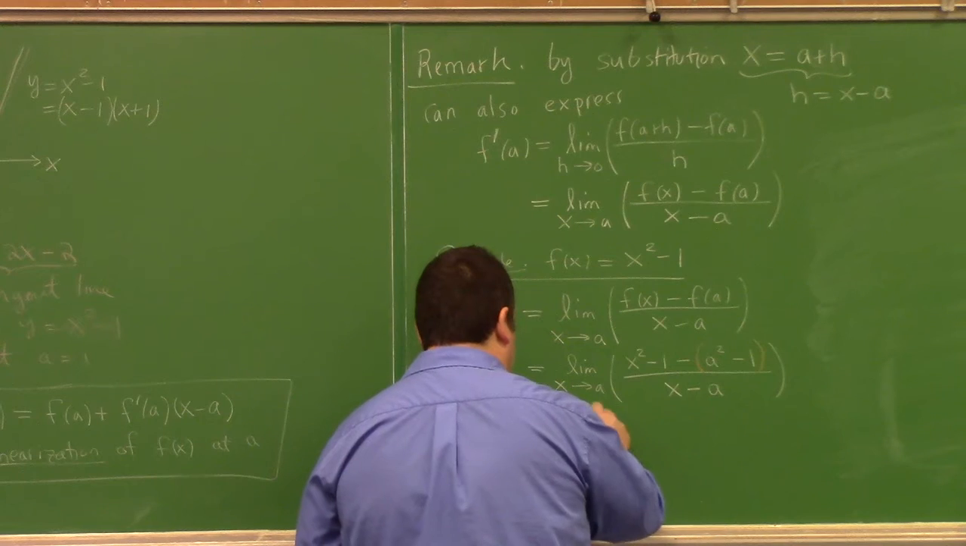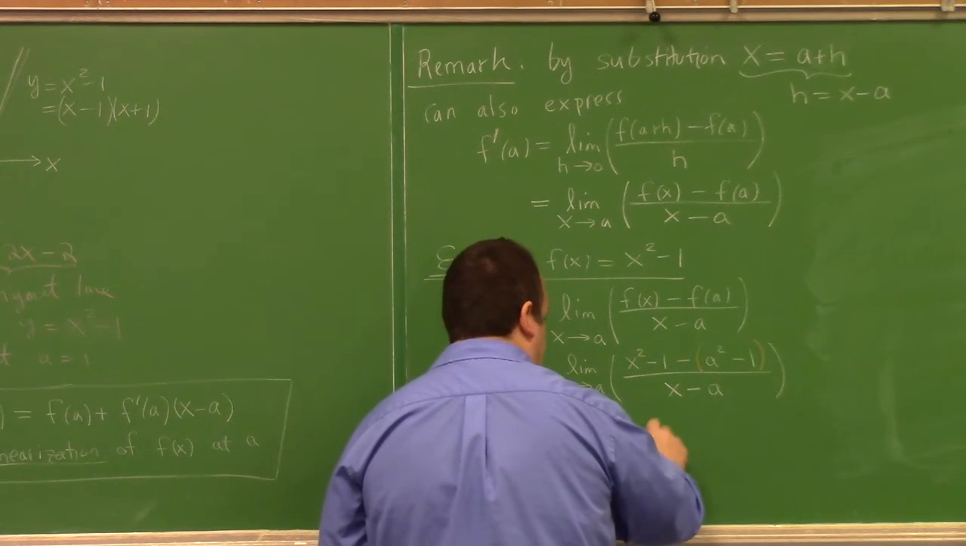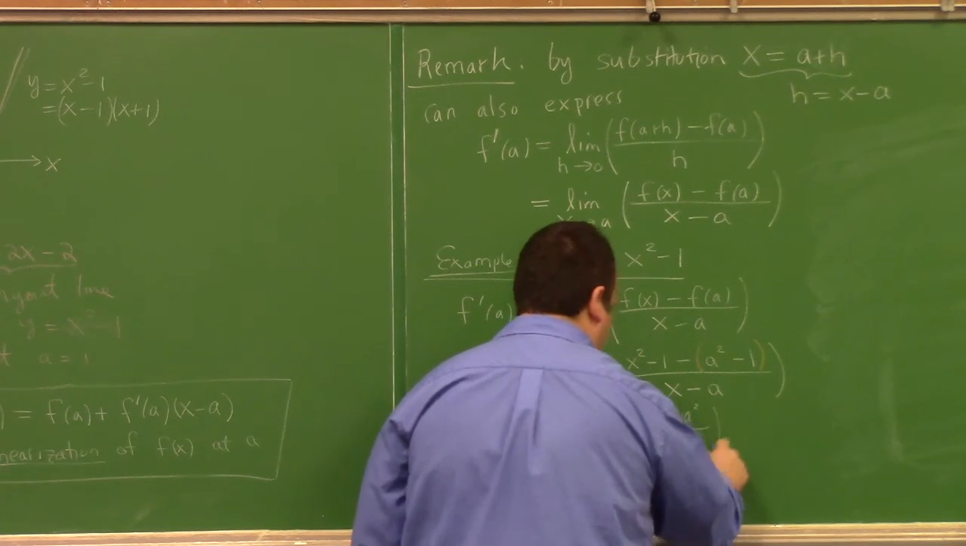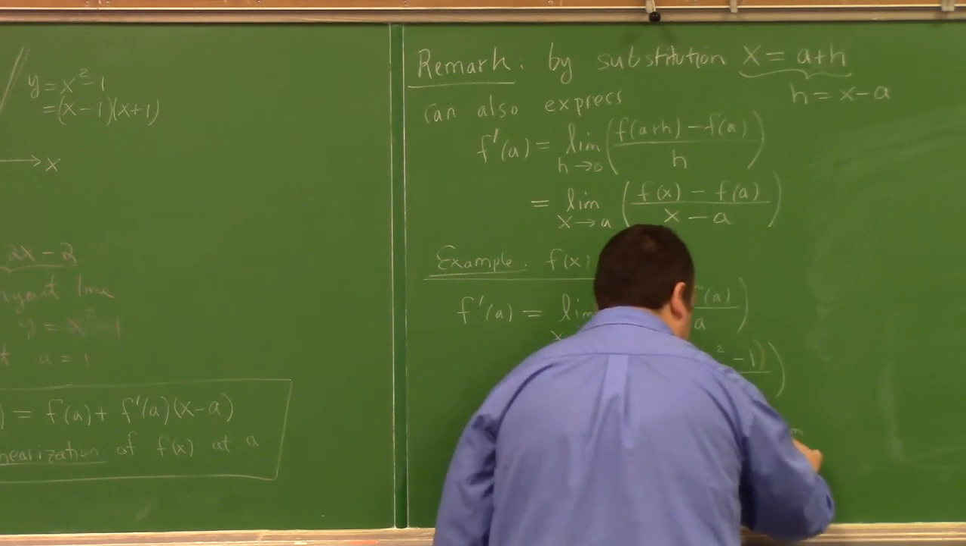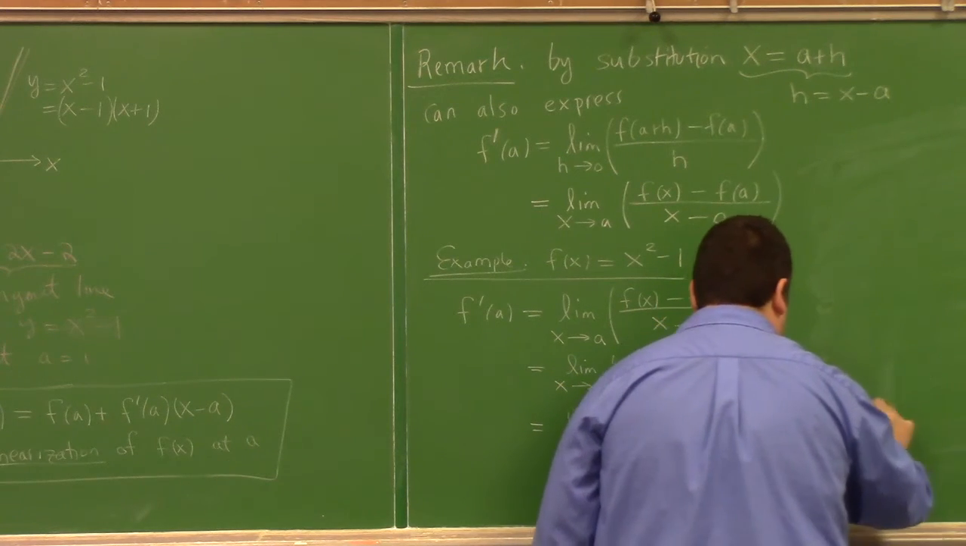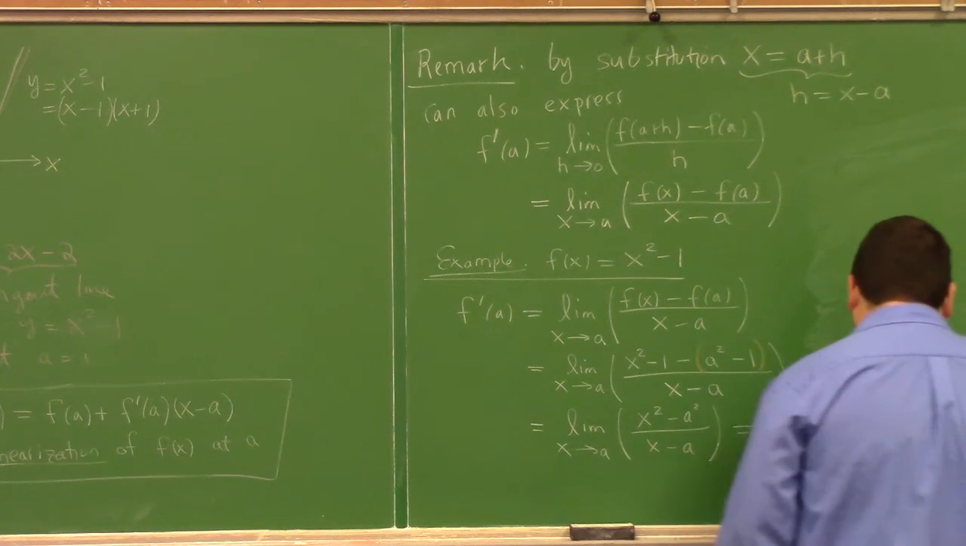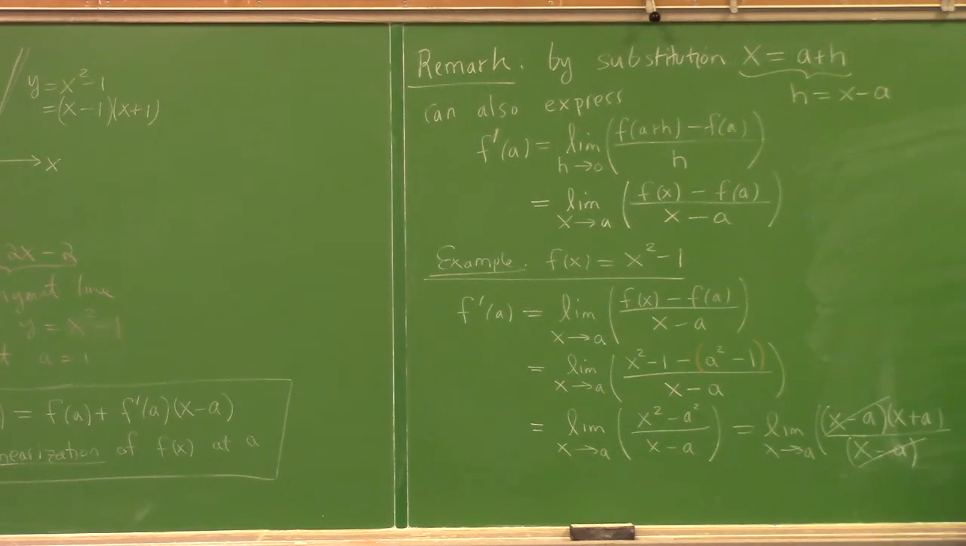And so we've just got the limit as x goes to a of x squared minus a squared over x minus a, which is the limit as x goes to a of x minus a times x plus a over x minus a, which we can cancel. Cancel the x minus a's. x plus a, limit as x goes to a is what? Plug in a, we get a plus a, which is 2a.